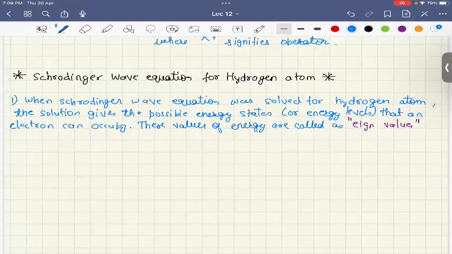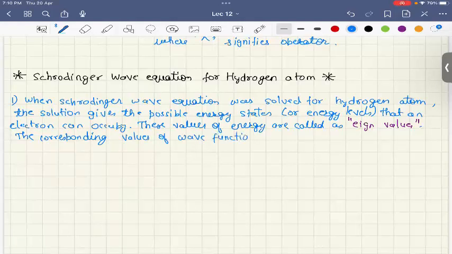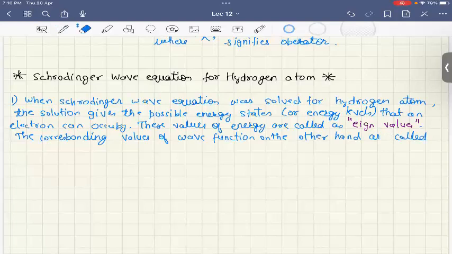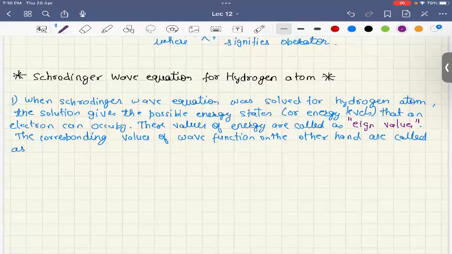The corresponding values of the wave function, on the other hand, are called eigenfunctions, right?